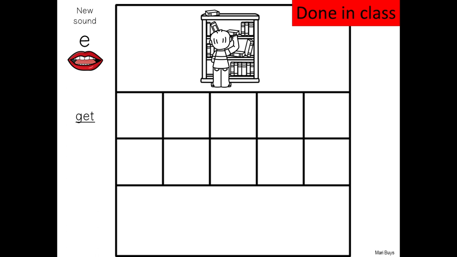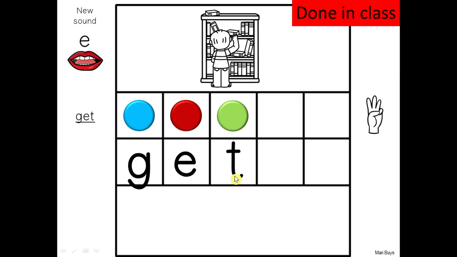Right, here is another example. Oh, yes, this is the one with a unit for present tense. But let's see. G, E, T. And it's got 3 sounds, and it's G, E, T. And G, E, T. And we read the word together, get.